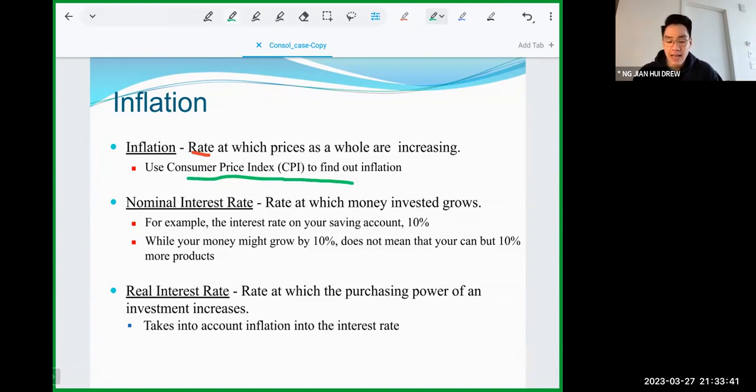Whatever we have talked about, remember, has always been the nominal interest rate, or the APR. That is the rate that money grows, but it does not account for inflation. What does this mean? Your nominal interest rate might be 10%, but it does not mean that you can buy 10% worth of products in year one, year two, year three. Every year, because of inflation, we will buy less and less products, even though our return is 10%.